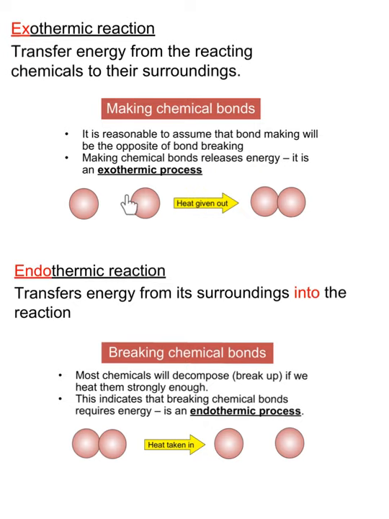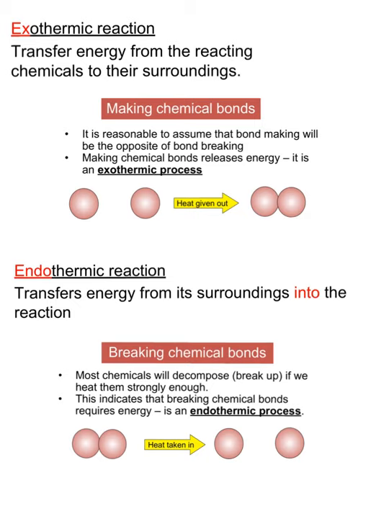So two particles joining together, bonding together like so. That reaction there gives out energy. It's an exothermic process. So we would say making chemical bonds is an exothermic process because the process releases energy. Then we have an endothermic reaction where the energy is transferred from the surroundings into the reaction. So exothermic is reaction to surroundings. Endothermic is surroundings to reaction. Now, breaking chemical bonds is an endothermic process.